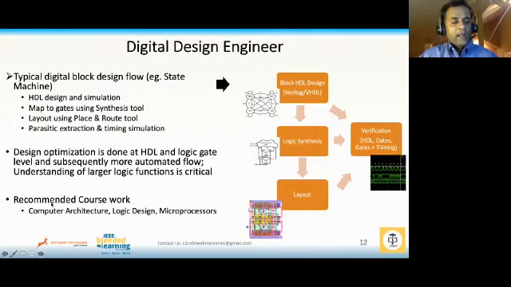And some of the recommended coursework for digital design experience is computer architecture and logic design, microprocessors, and microprocessor-based system design is another course. So these are good courses that you may want to focus on to get a feel for what a digital design engineer's function is.